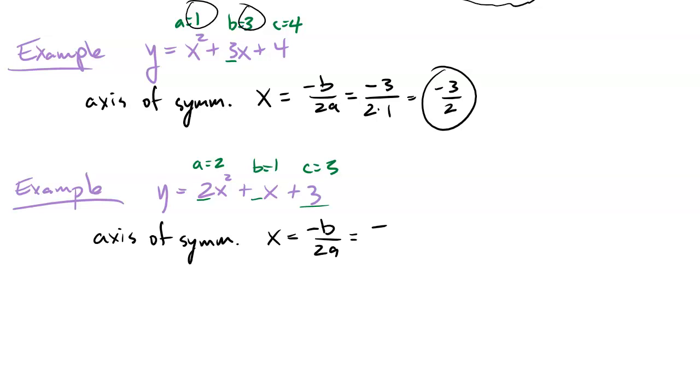Okay, so then I put a negative sign, I put my B number, double the A number. So this one, the middle of the parabola, would be at negative 1/4. Because that's all we're trying to find. When you find an axis of symmetry, you're trying to find the middle of a parabola. And we don't necessarily need to be able to see it to find it.